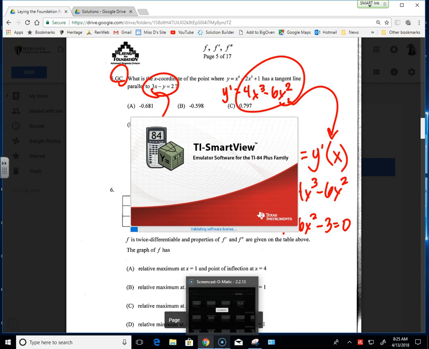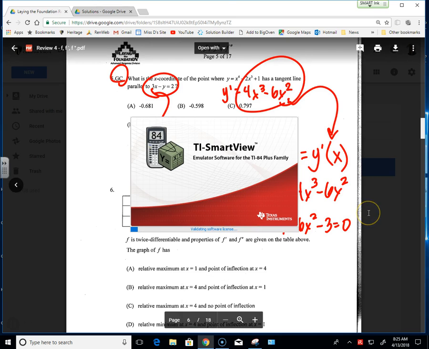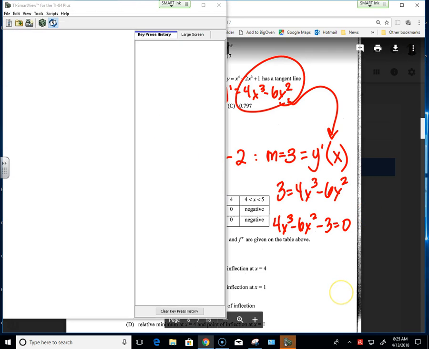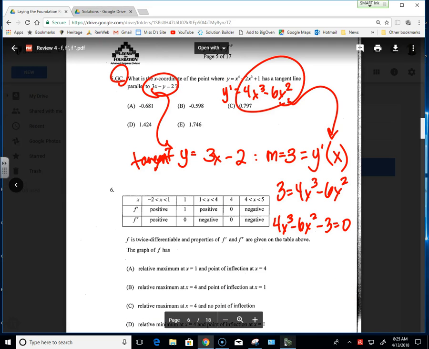Now what if I had left it like this? I could have. How could I have found where these two are equal?